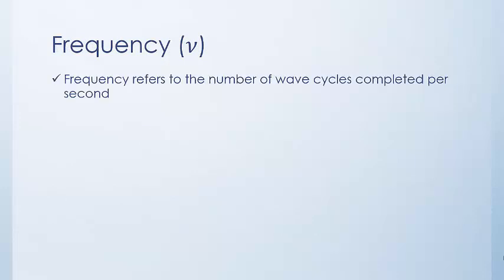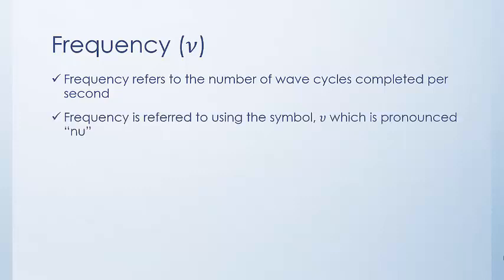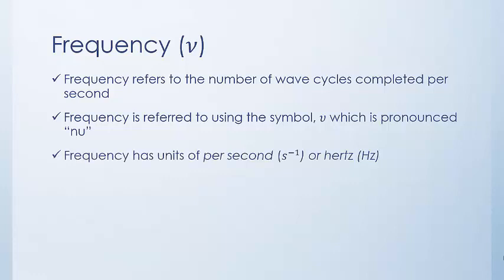Let's talk a little bit about frequency. Frequency refers to the number of wave cycles completed per second. Frequency is referred to using the symbol nu, which looks like a cursive v. Frequency has units of per second or hertz. You can use hertz and per second interchangeably.